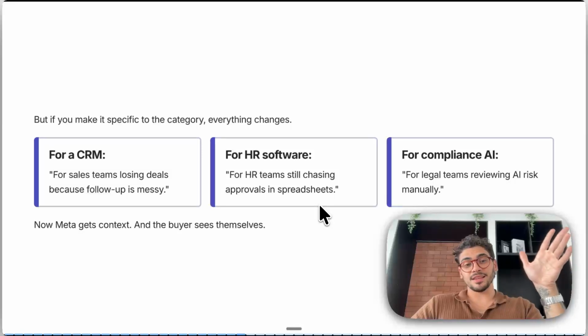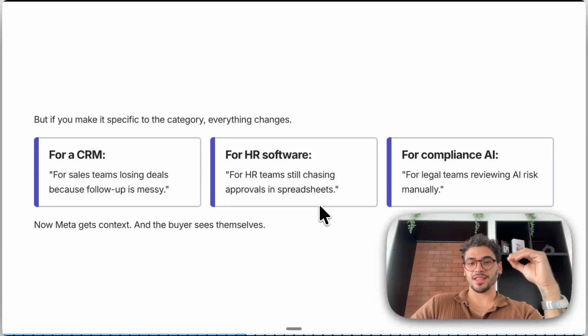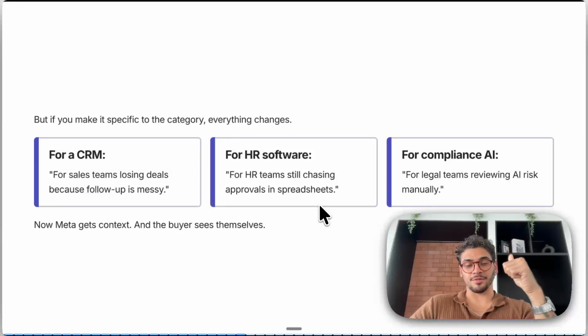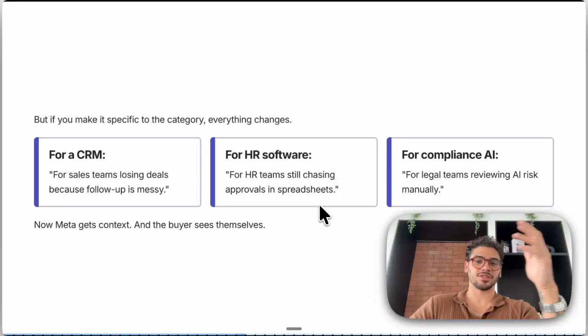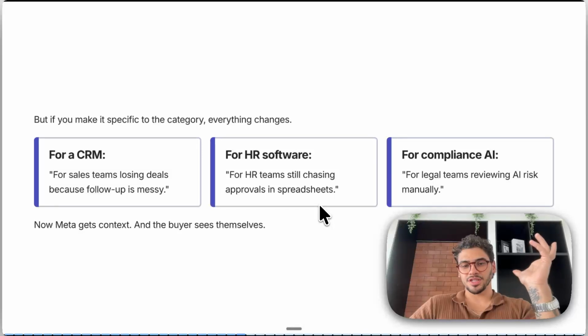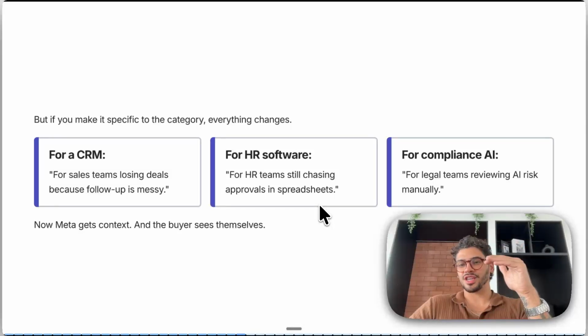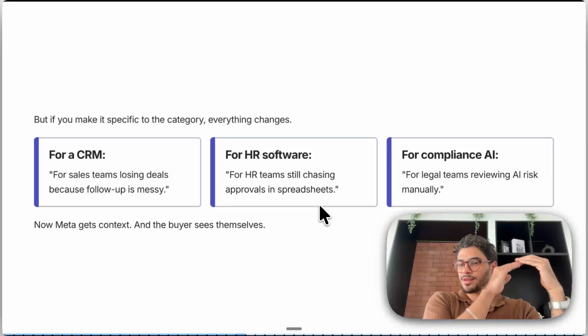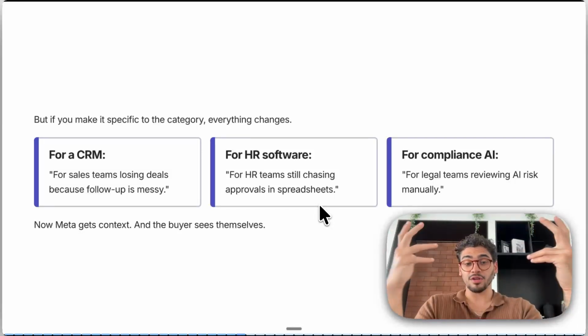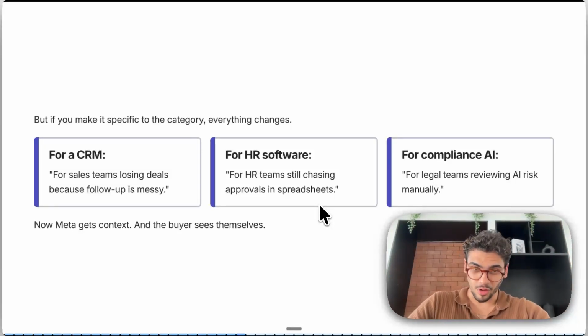But if you make it specific to the category, everything changes. For CRM, it could be for sales teams losing deals because follow-up is messy. For HR software, for HR teams, it's still chasing approvals in spreadsheets. For compliance AI, for legal teams, reviewing AI risk manually, right? You can also be a little bit stronger here, a little bit more aggressive, right?